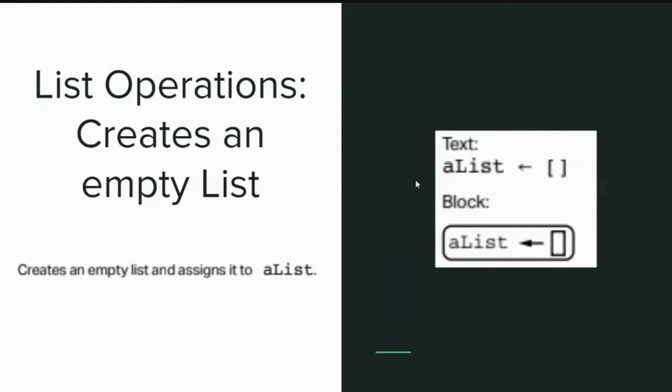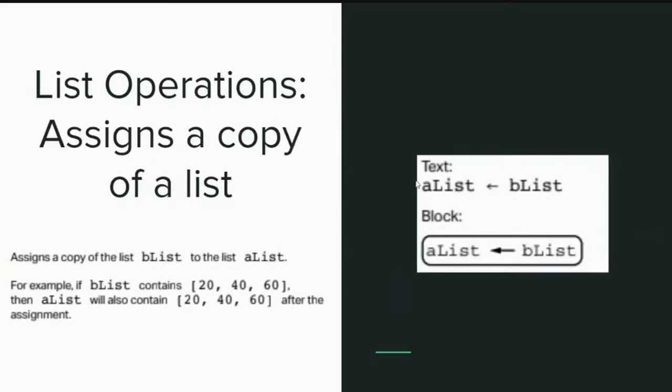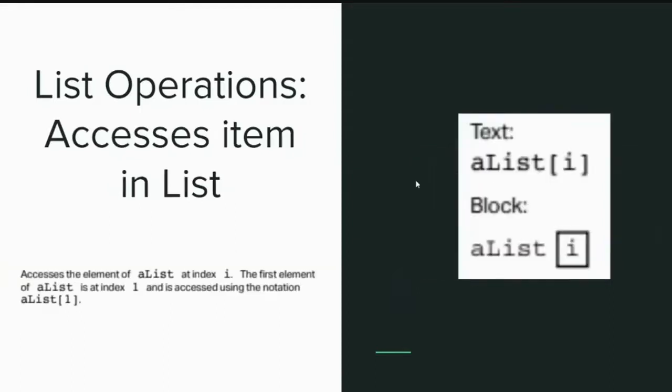This creates an empty list because you just put the brackets with nothing in the brackets. So that's telling the computer, I want A list to be empty. I'm emptying my list. Here's where I'm going to take whatever my B list is and make that my A list. So it'll make a copy of your B list and put it inside your A list. And on the left there, you see some examples of exactly what it's talking about.